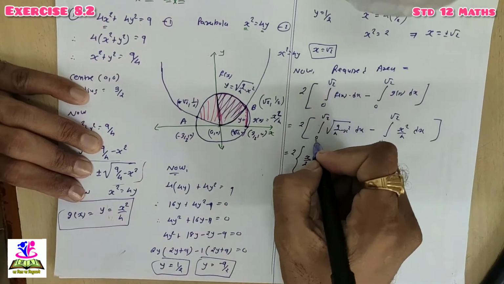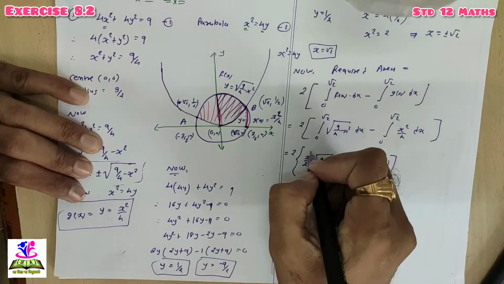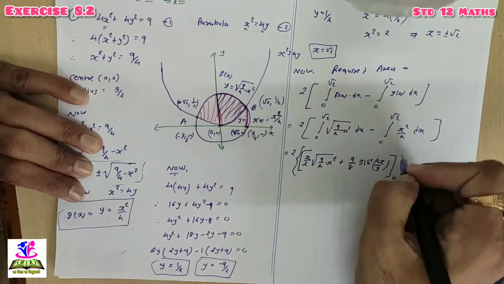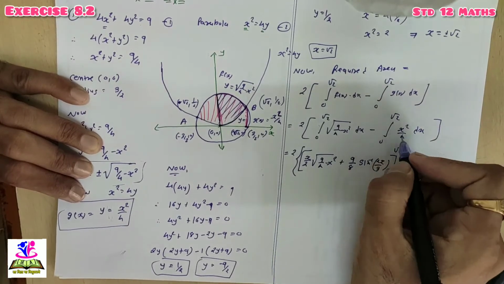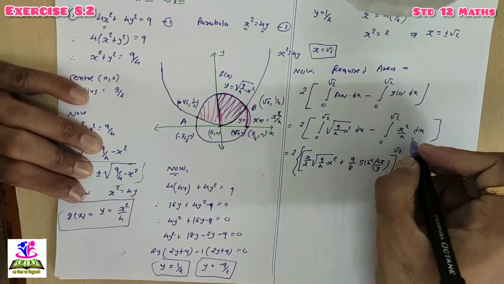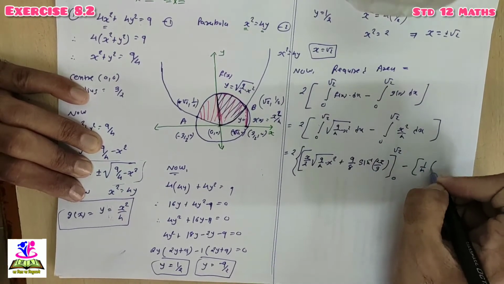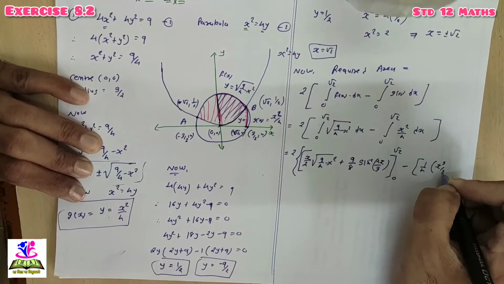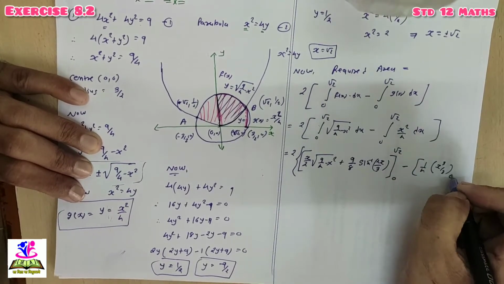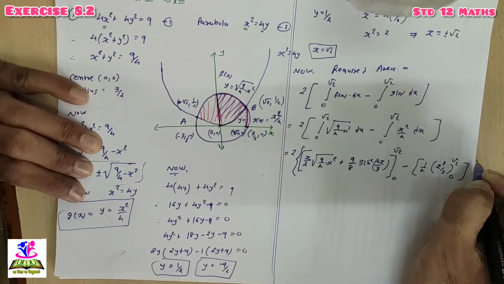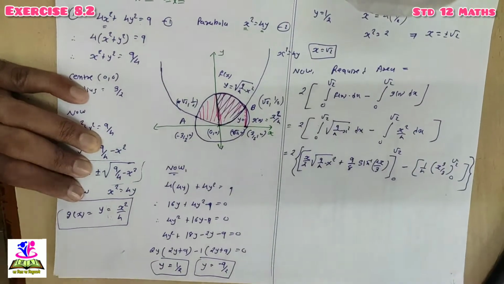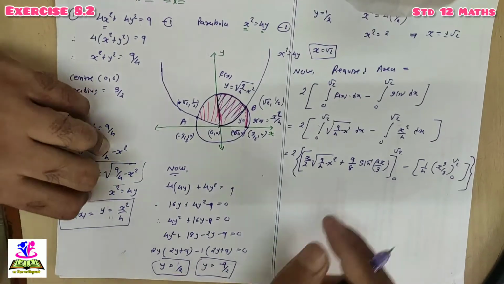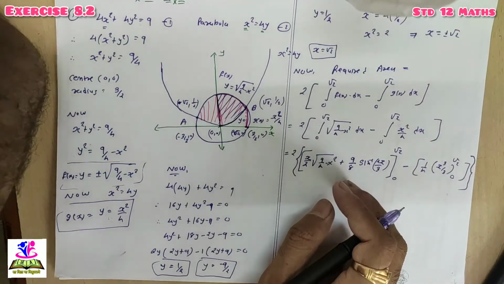Done. So this is the integration of this function and again applying the limits. Limits are from 0 to root 2, minus 1 by 4 constant and integration of x square is x cube by 3. x cube by 3 and again limits 0 to root 2 and complete this curly bracket. 2 into that. Now put the values of limit and simplify it.